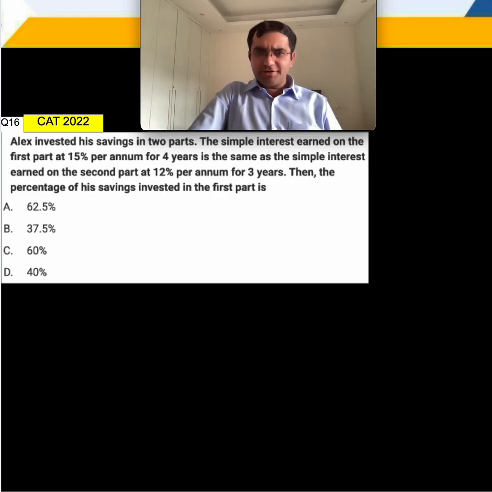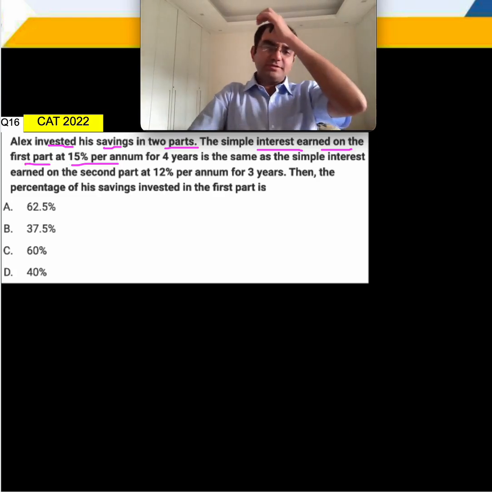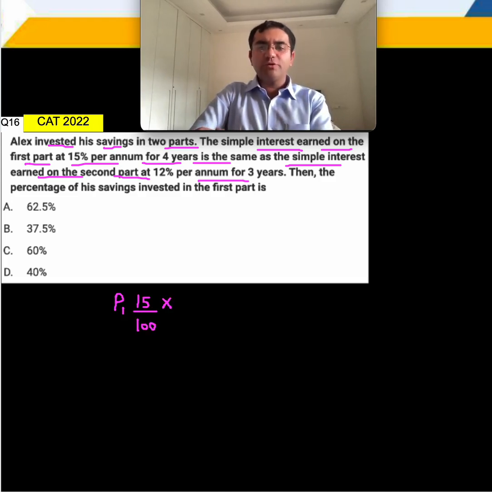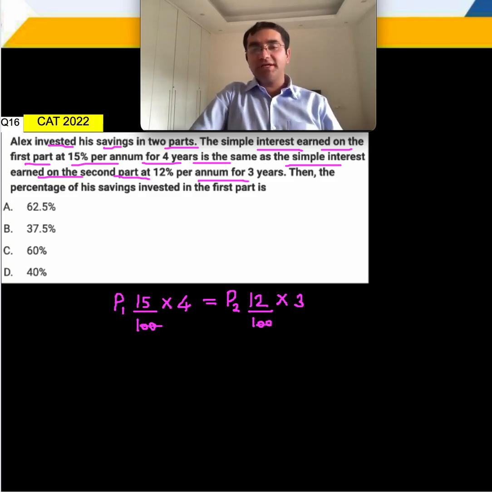It's a simple interest question. Alex invested his savings in two parts. Simple interest on first part, 15% for 4 years, same as simple interest on second part, 12% for 3 years. So first part का principal ले लेते हैं P1, rate into time, 15%, time is 4 years. Second part का principal ले लेते हैं P2 into rate 12% for 3 years. The two interests are equal. It is asking percentage of his savings interest invested in the first part, P1 upon P2 चाहिए.